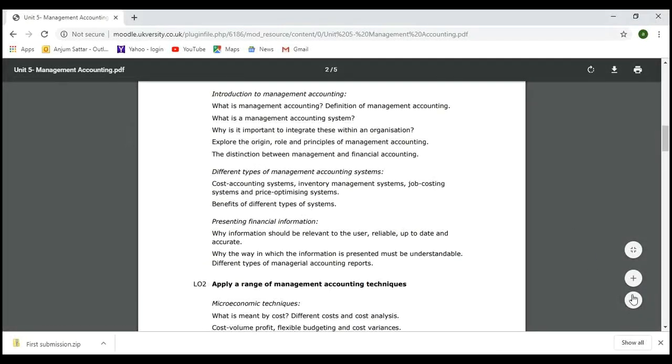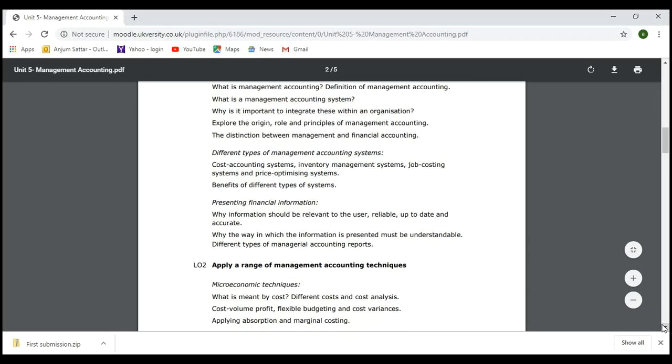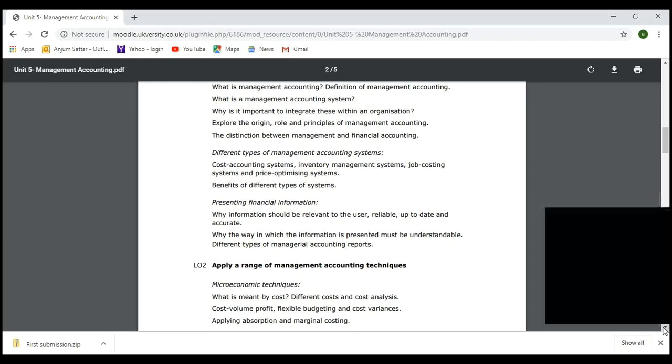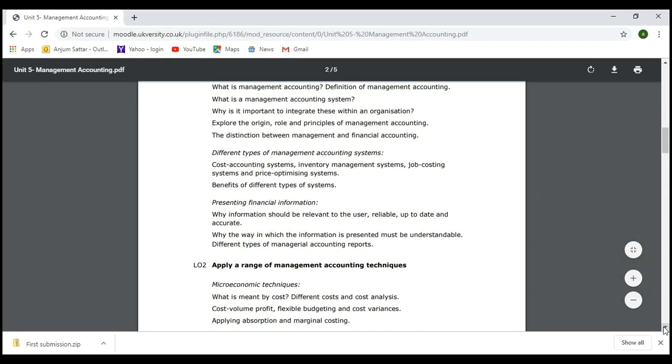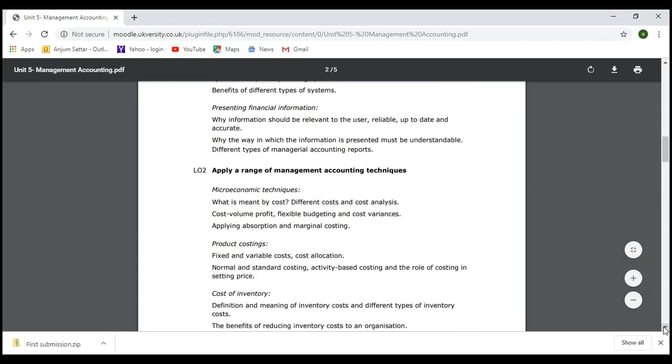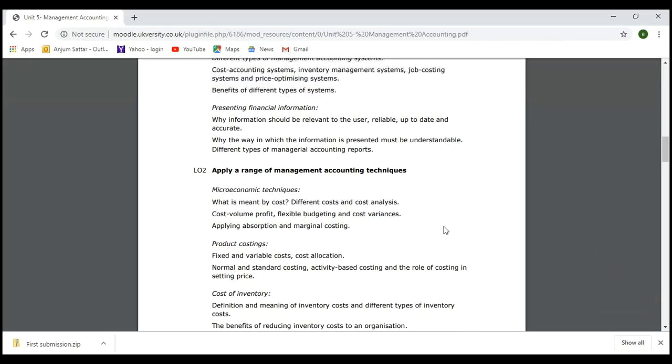Then in the second lesson, I explained all the costing systems. We discussed the cost card and inventory management, the inventory methods last in first out and first in first out. In the second lesson, I explained again what is meant by cost, and cost analysis techniques, cost volume profit analysis and break even, and how we can calculate it. Break even is a point where there is no profit and no loss in the business.